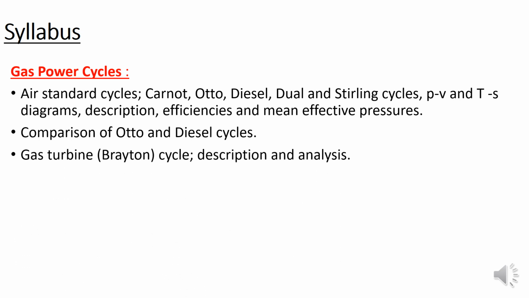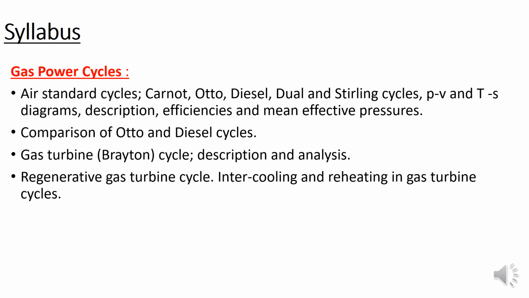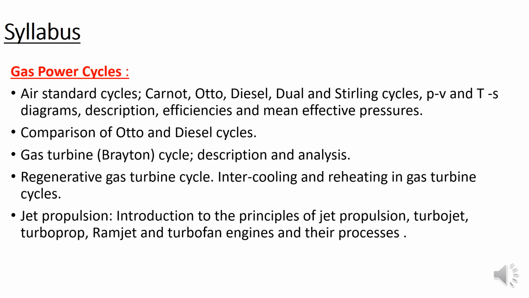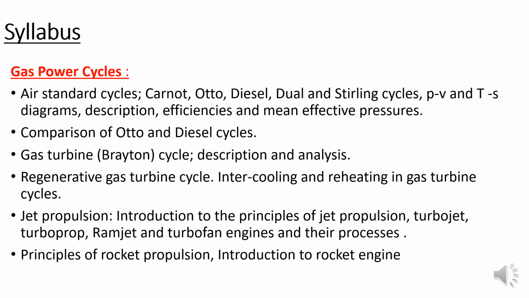Then we have the gas turbine cycle, that is the Brayton cycle. In the Brayton cycle we have several methods for improvement of efficiency, that is regenerative cycle, intercooling, and reheating. These are the three methods by which you are going to improve the efficiency of the cycle. Then finally we have the jet propulsion system. So this is the syllabus content.